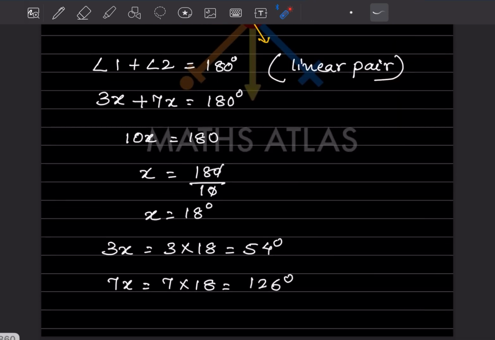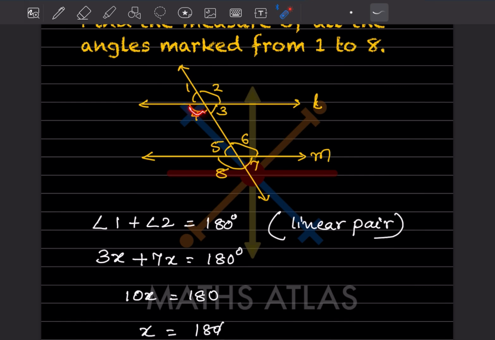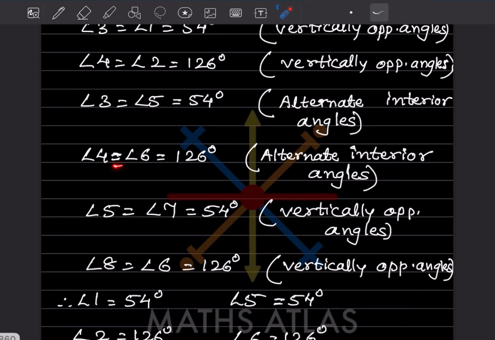Again, angle 4 is equal to angle 6. Again, these are alternate interior angles. So angle 4 we got as 126, so that is going to be angle 6. So angle 4 is equal to angle 6, and that also is alternate interior angles.